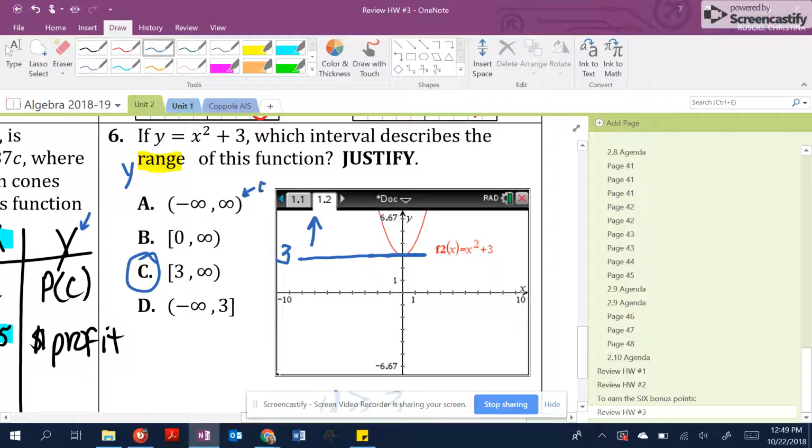So let's write that out. This was actually the domain of this function. You didn't need it for this one, but this is really good info to know because our left-right values would have been from negative infinity all the way to positive infinity.